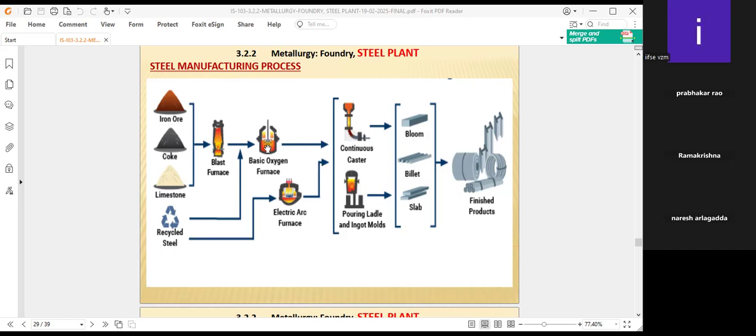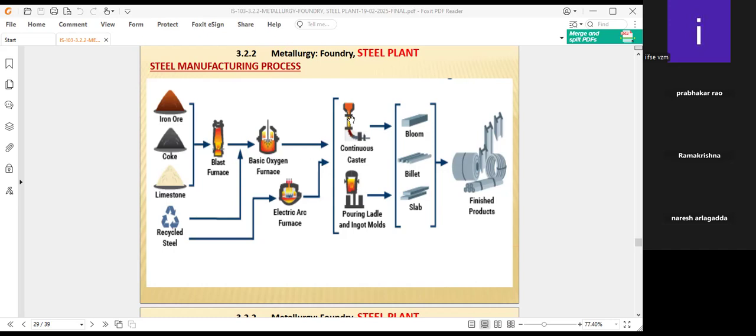Then this is one mechanical process, like basic oxygen removal and all. This is the electric arc furnace. There are two things we have discussed earlier in the metallurgy itself: one is the basic oxygen furnace, and basic oxygen means heating; the electric arc furnace means electricity, like electrolysis and all. These are the two methods.